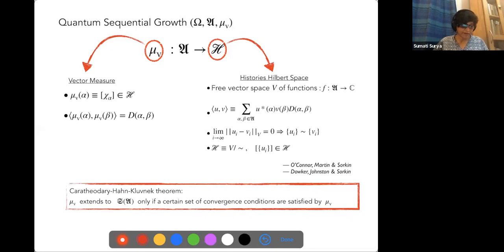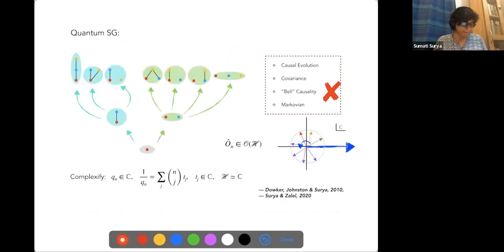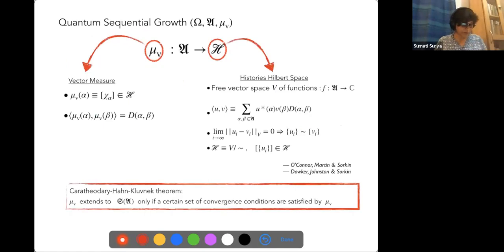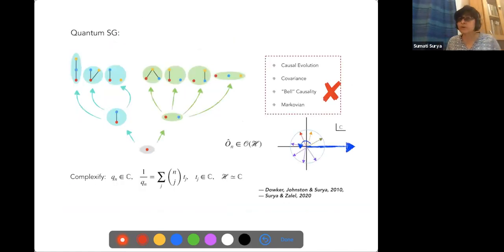And in fact, here I've talked about this histories Hilbert space. Dinjo and Xavier and Raphael did some really nice work on the quantum random walk. And in that process, they discussed this, and it was later fleshed out in great detail by Dowker, Johnston, and Sorkin. So in the quantum sequential growth, what is the quantum sequential growth? Then you want to be able to write things in terms of these vector measures.